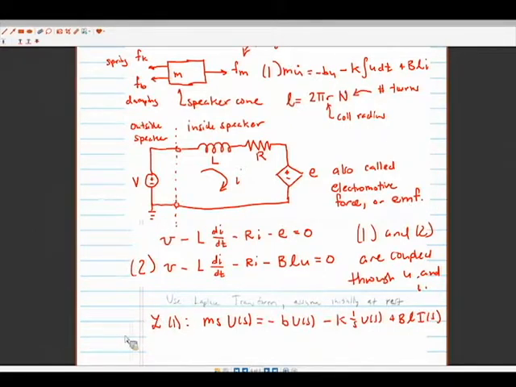Same thing, Laplace transform for equation 2. We have V(s), the Laplace transform of the driving function, minus Ls I(s), minus R I(s), minus B L U(s) is equal to 0.